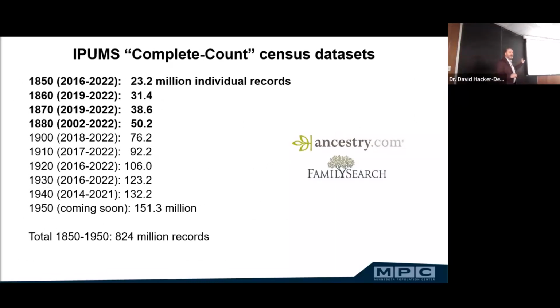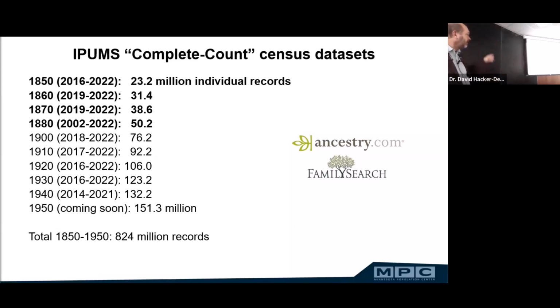What's happened in the last few years, though, which I think is really fascinating, is that private genealogical companies, Ancestry.com and FamilySearch, have typed in everybody. They digitized the whole thing, every census, every individual record, and we've partnered with them, and they provided that data for us. So now we call these complete count. I guess they're no longer samples, they're populations. And we have microdata, individual-level data on everybody who was enumerated by the census.